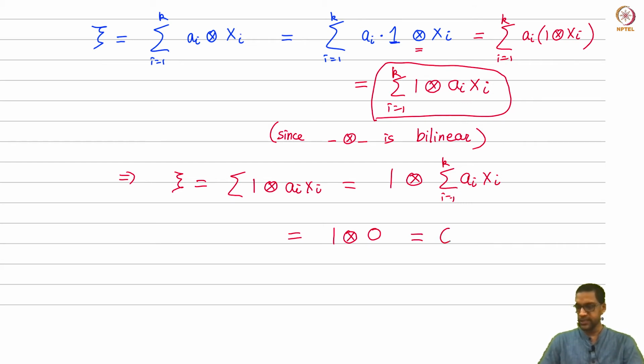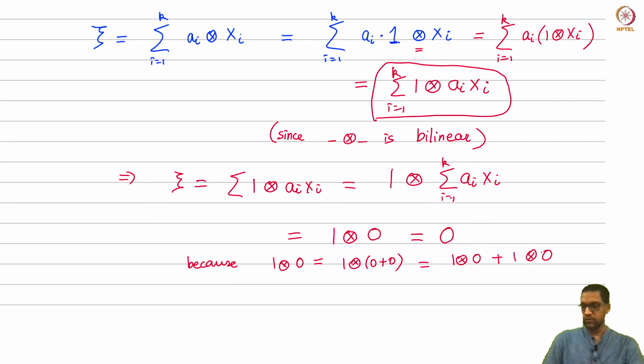Okay, why is this 0, meaning it's the additive identity? Well, because by the same argument, 1 tensor 0 is of the form 1 tensor 0 plus 0, and you can write it as a sum of 1 tensor 0, 2 copies. Okay, so the same proof, xi is just the additive identity.